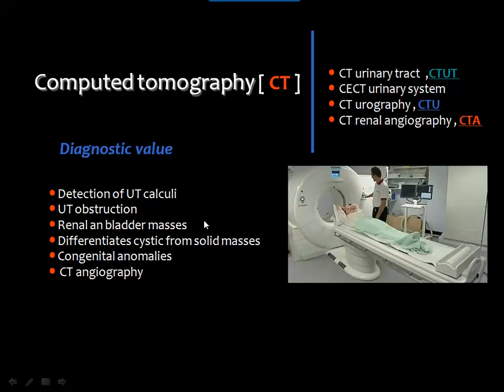The CT UT in particular is very helpful in detection of urinary tract calculi that could not be detected by plain UT and ultrasound. It is also of value in assessment of urinary tract obstruction and in the detection of renal and bladder masses, and in the differentiation between cystic and solid lesions, and also to show the congenital anomalies using the CT urography facility, and to assess the renal vascularity and the renal vessels using the facility of CT renal angiography.